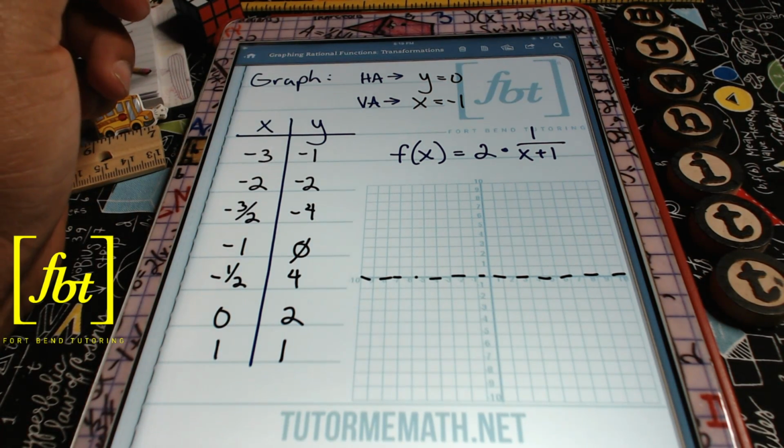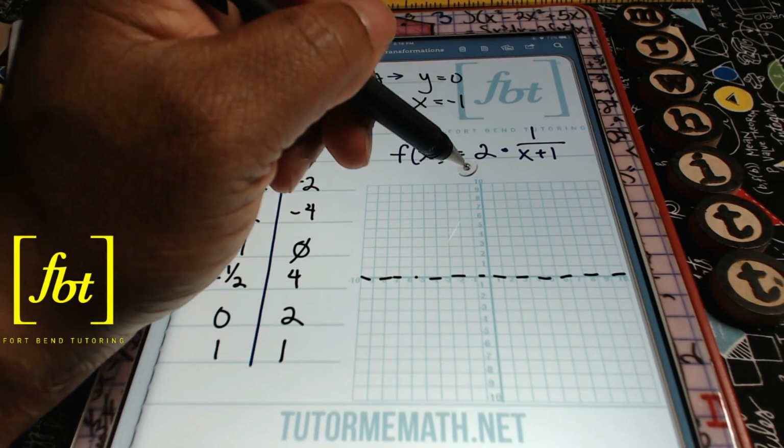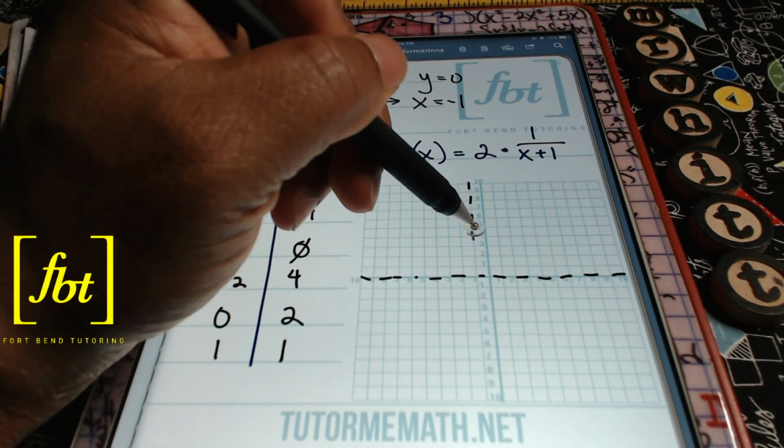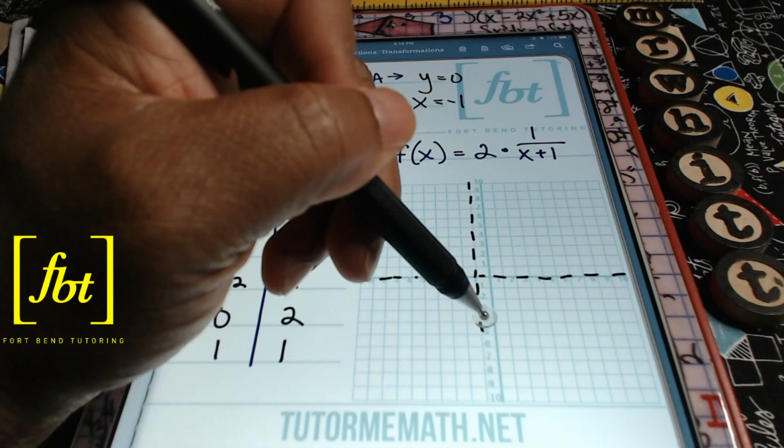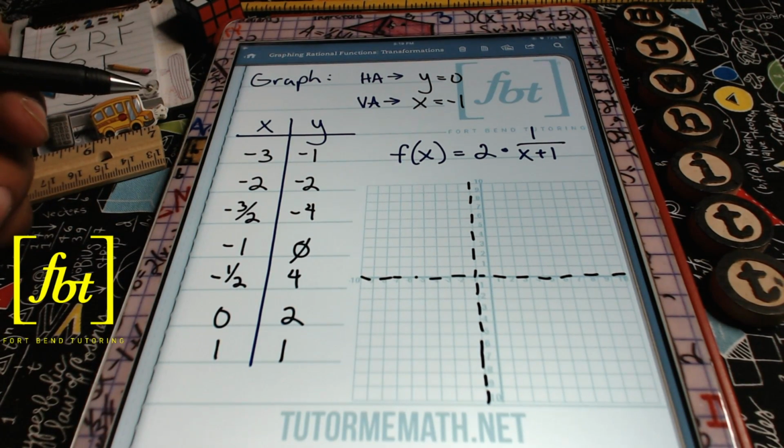And then our vertical asymptote is going to be x equals -1, that vertical line going through -1. There we have it. Trying to make it as straight as possible, guys. There you go. So this is our framework. From here, we're plotting points.